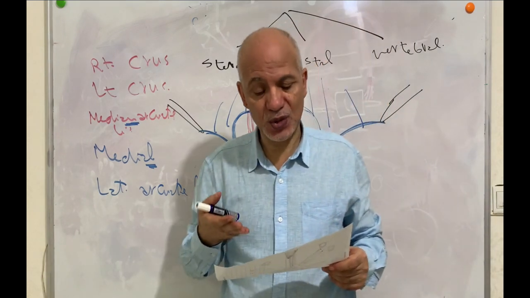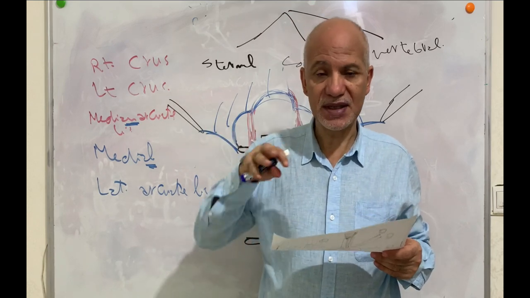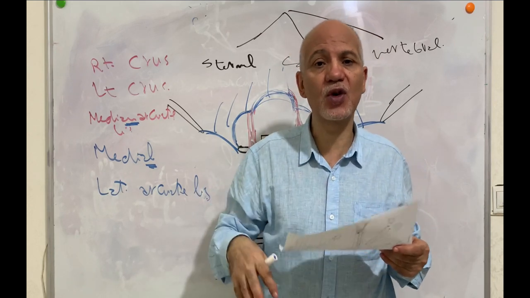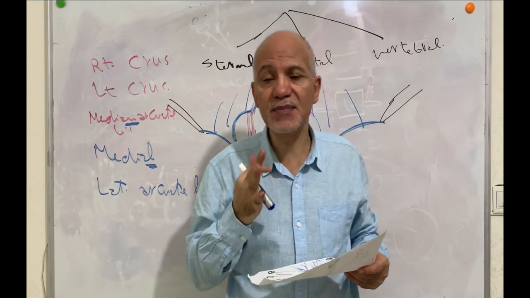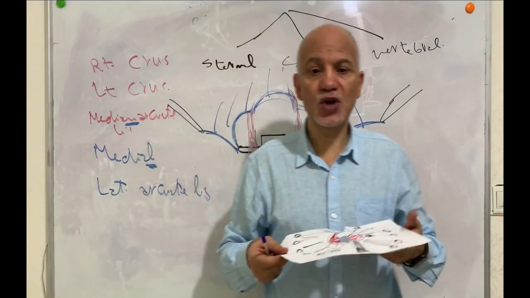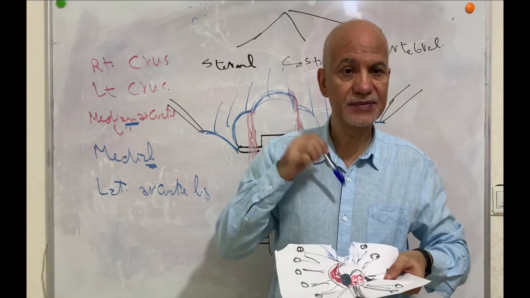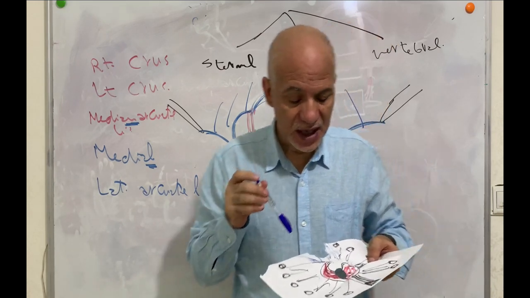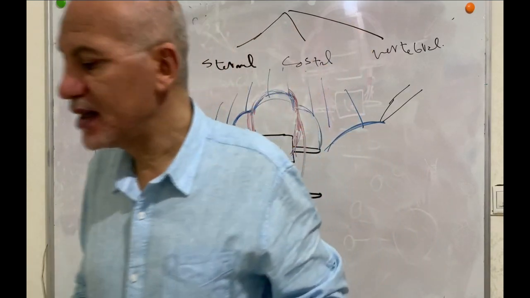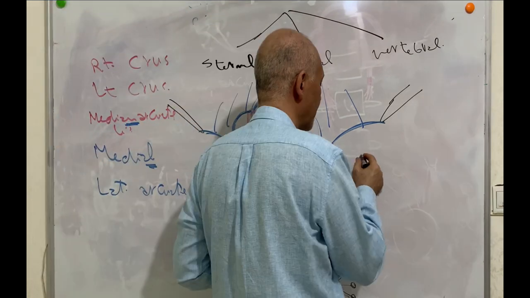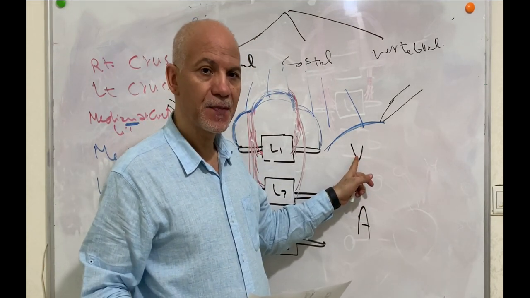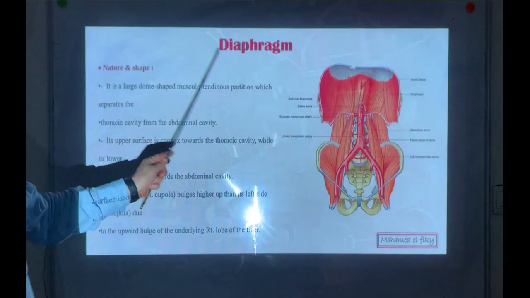The diaphragm is a partition between the thoracic cavity and the abdominal cavity, yes. But there are openings in the diaphragm to allow structures to pass from the thoracic cavity to the abdominal cavity or from the abdominal cavity to the thoracic cavity. There are three major openings and three minor openings. The major openings of the diaphragm: one, two, three. Opening for the abdominal aorta, opening for the inferior vena cava, opening for the esophagus. We can summarize these three openings by VOA: vena cava opening, esophageal opening, aortic opening.